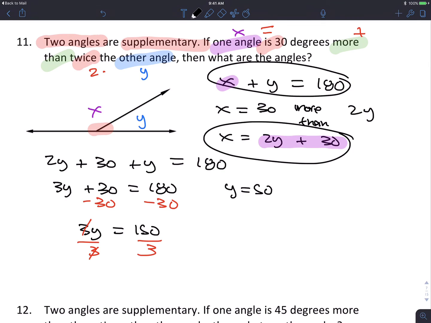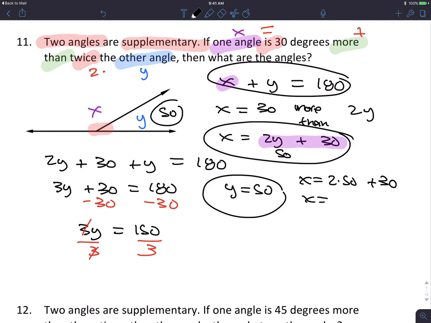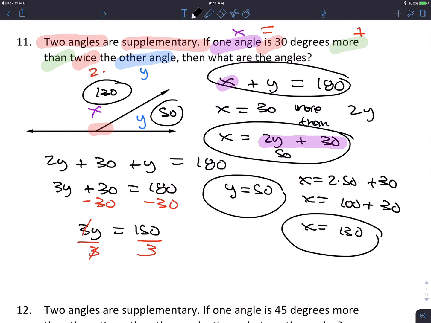So y is 50 degrees. This goes here, so that means x is 2 times 50 plus 30, 100 plus 30. x has to be 130 degrees. And you're done. And that's 130 here.